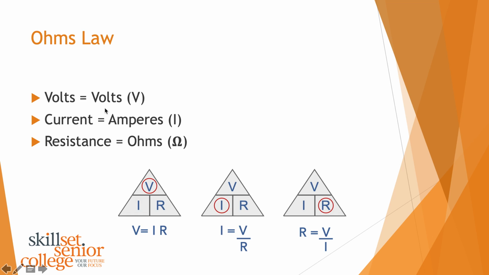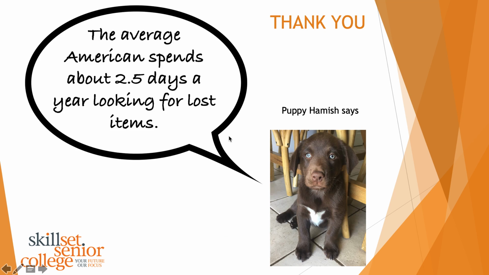But just to remember, volts is the V, current is amperes, which is an I, and resistance is ohms, which is an omega, or just R. I'll explain these a little bit better in the next lesson. Okay, thank you very much. That is Ohm's Law in a nutshell.